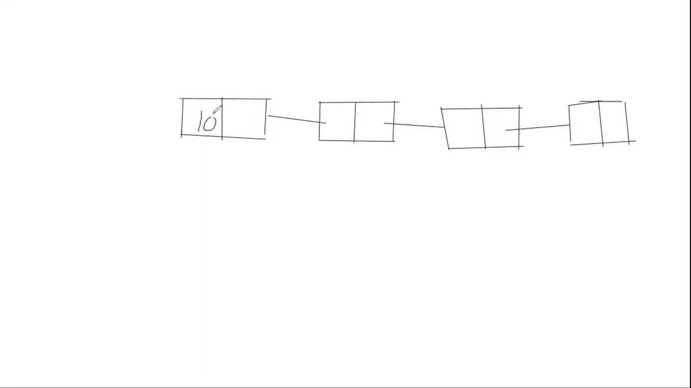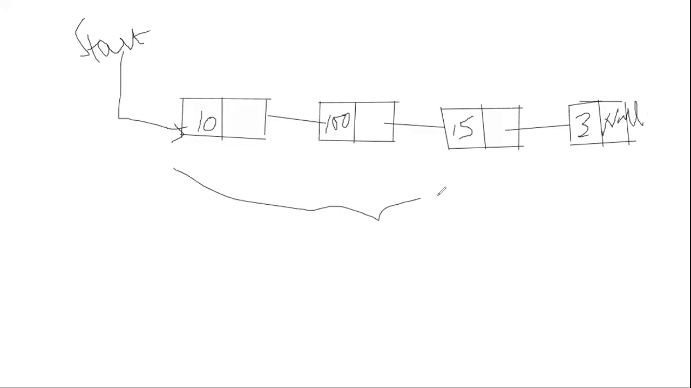I'll tell, here I have 10. Here I have 100. Please put it in mute. Here 15. Here 3. This is null. Am I correct? Usually what we will do, this is your start or head you will write. Start or head you will write. This is a single linked list. Everybody will accept. Till this all of you clear?